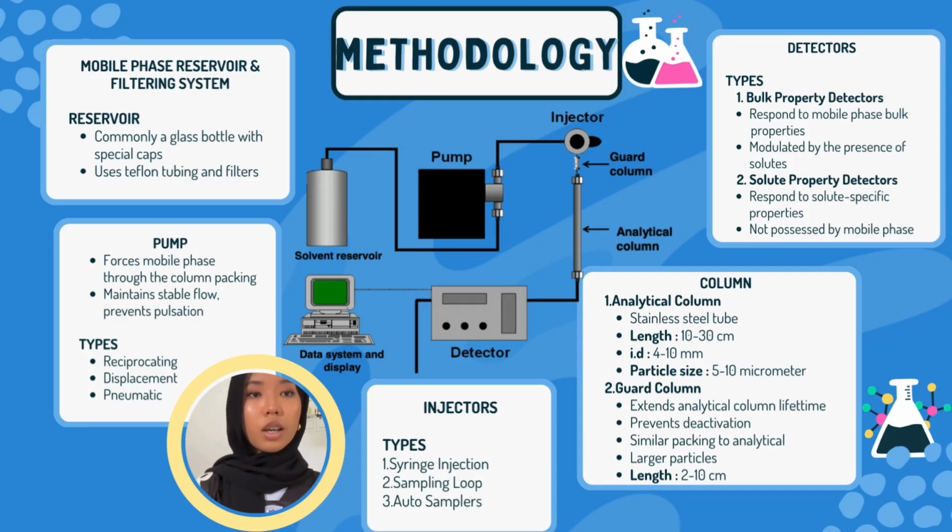The guard column protects the analytical column by preventing deactivation, clogging, and band broadening. It has larger particles to reduce pressure drop and a length of 2 to 10 centimeters. It also minimizes solvent loss and should be replaced periodically.